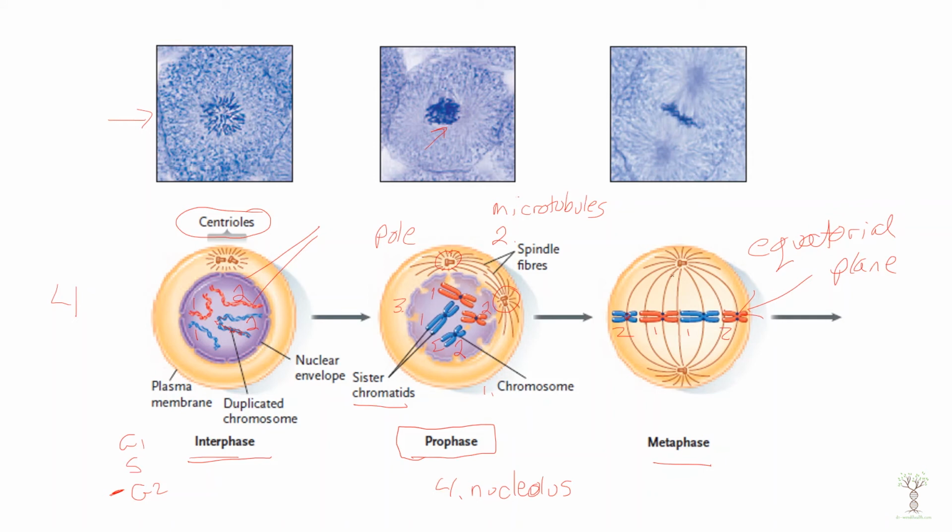The centrioles have moved to the opposite ends of the poles, and the microtubules, the spindle fibers, are connected to that centromere region. There is a region called the kinetochore where the spindle fibers are going to bind. And in the cell micrograph image, you can see that the chromosomes are lined up in the center of the cell.